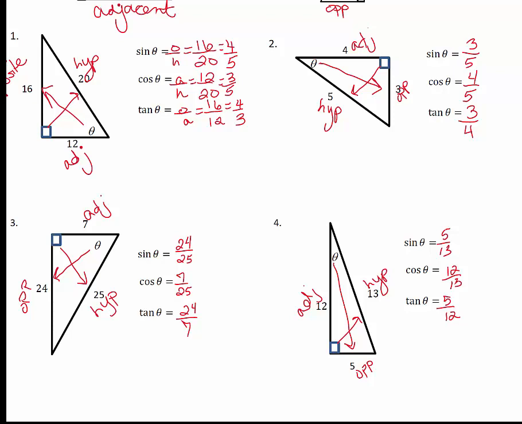Take a minute and begin the next part in this packet by going through and labeling across from the missing angle, and labeling it opposite, so you get that idea each time that across from that missing theta is the opposite. Across from the 90, hypotenuse. Go through the next page and try to label and solve.